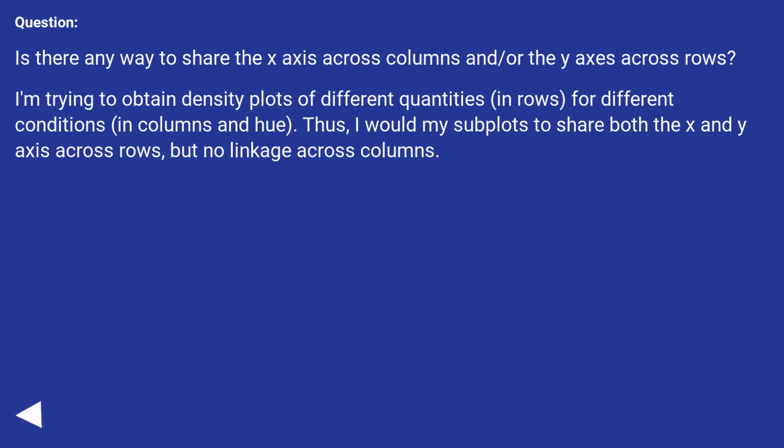I'm trying to obtain density plots of different quantities in rows, for different conditions, in columns and hue. Thus, I would like my subplots to share both the x and y-axis across rows, but no linkage across columns.